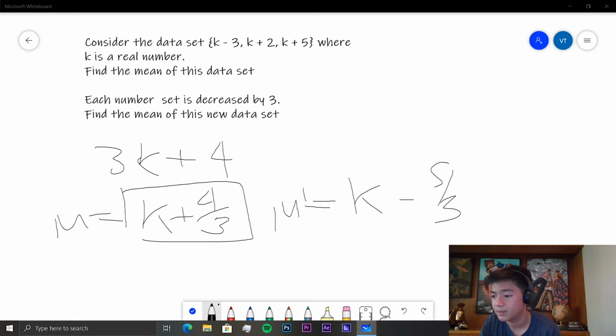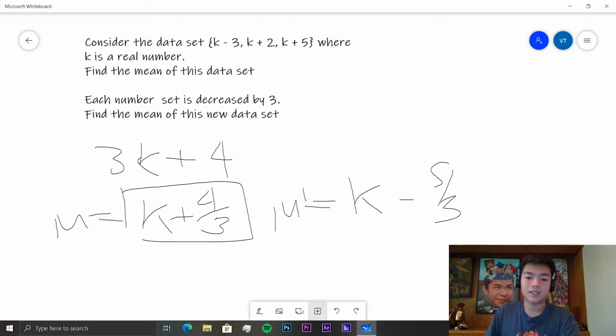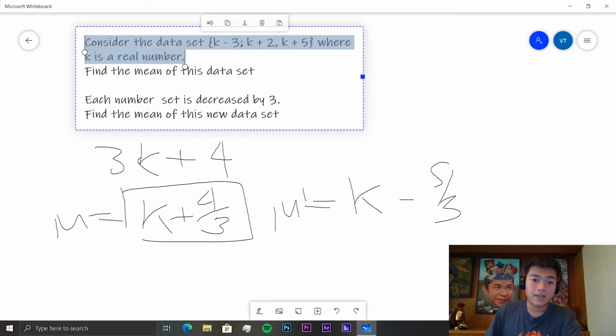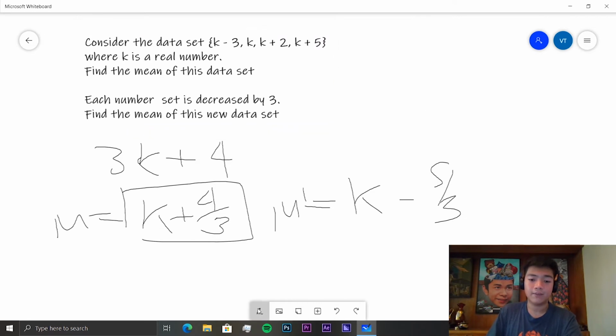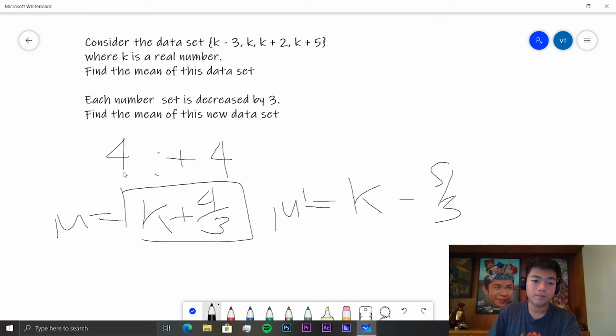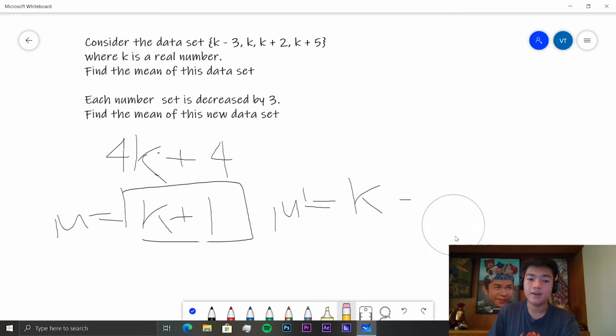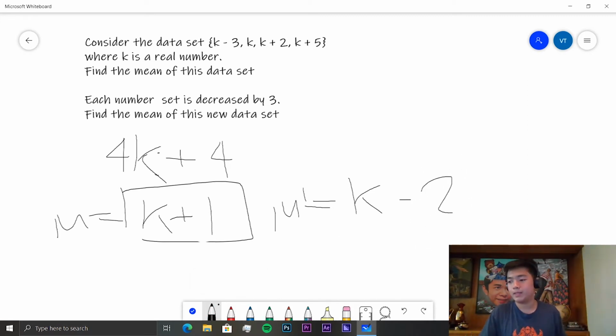Hold on. Oh, I missed the number. That's why I was wondering what's going on. Anyway, sorry, there should be a k in between here. So we actually have 4k plus 4, and with 4 terms, we simply have k plus 1. And so the new mean would be k plus 1 minus 3, which is k minus 2. I don't know why that was here.